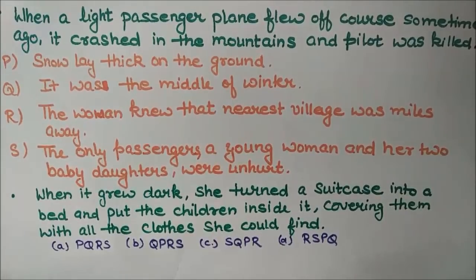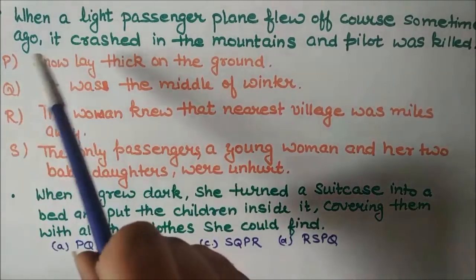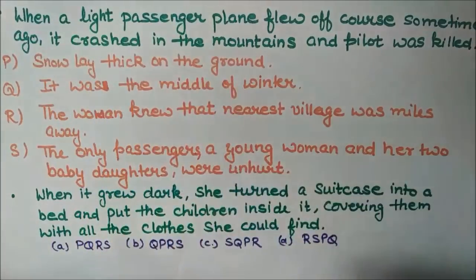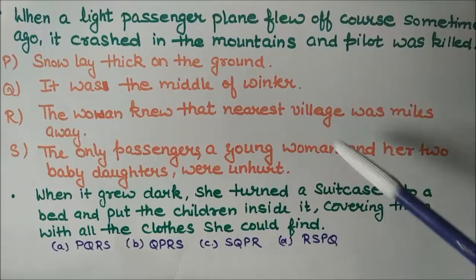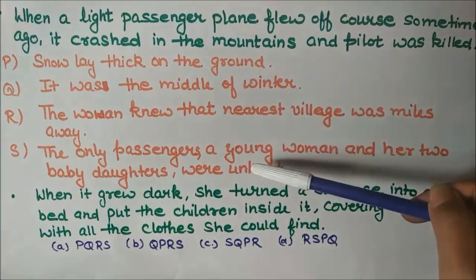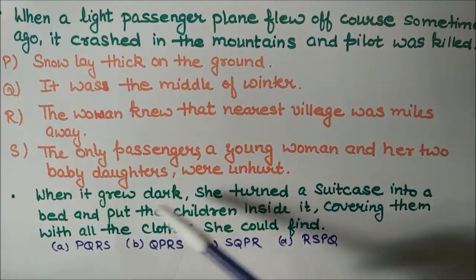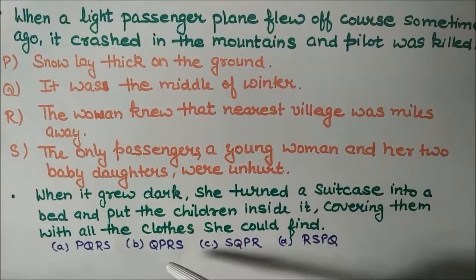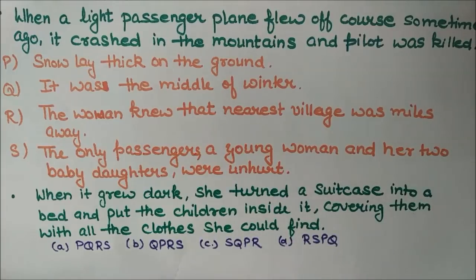Here is today's very first question. It starts with the statement: when a light passenger plane flew off course some time ago, it crashed in the mountains and the pilot was killed. Now you have to arrange P, Q, R, S, and end with: when it grew dark, she turned a suitcase into a bed and put the children inside it, covering them with all the clothes she could find. The options are PQRS, QPRS, SQPR, and RSPQ.